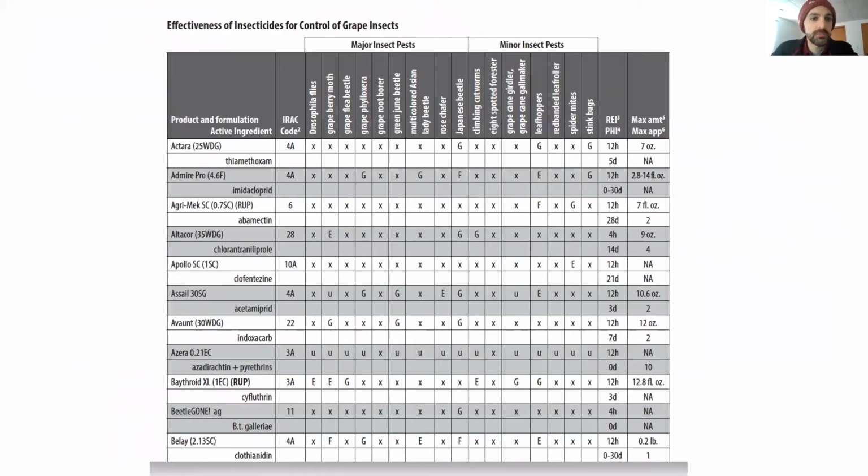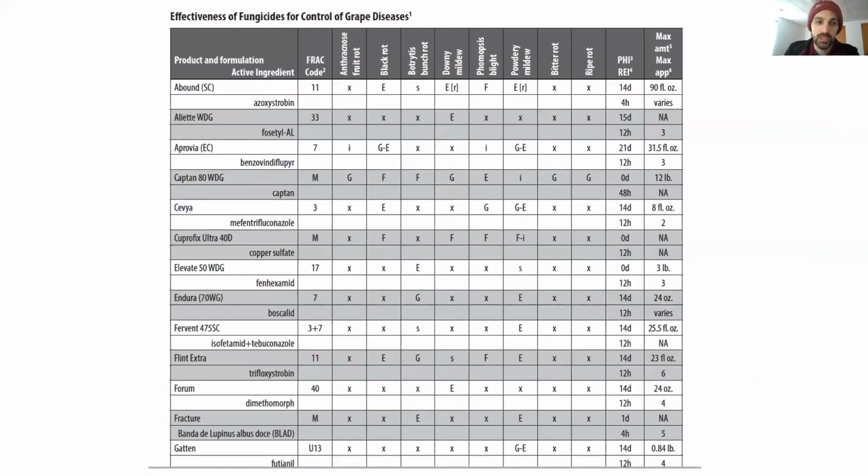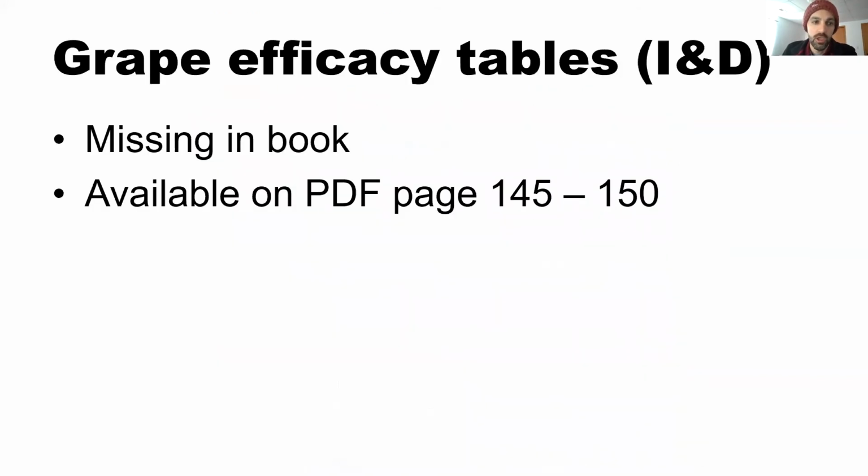At the end of the chapter, you'll find the efficacy tables for insects as well as diseases. Here you'll see it for both minor and major insects. It's all the information except for the actual application rates that will be listed there. Same thing for the diseases, the efficacy table for the diseases. All the information for the crop is there except for the application rates.